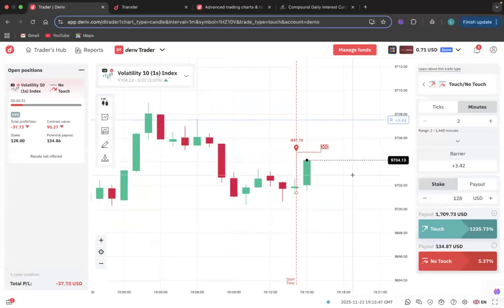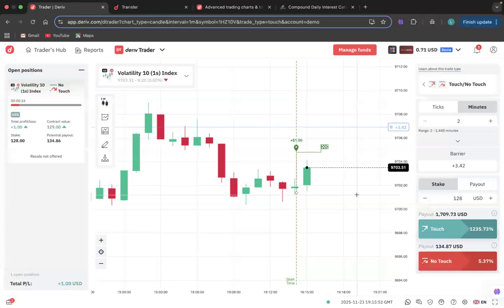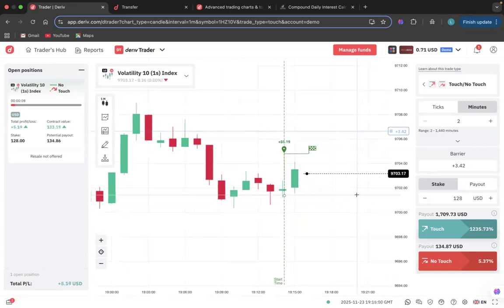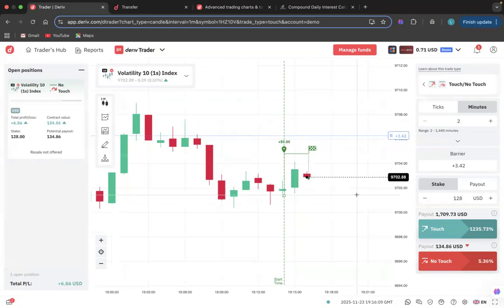We have 20 seconds remaining. This is telling us that we can actually lose a trade here. We have to be very careful. All right, let's see how this plays out. All right, we won the trade.